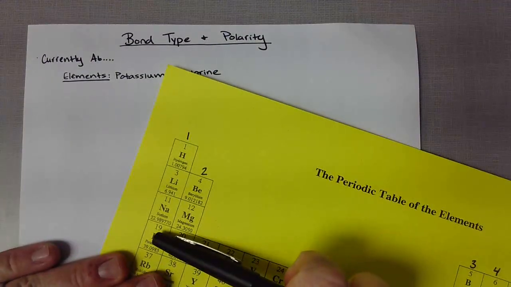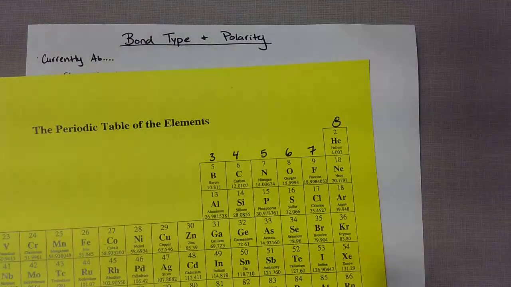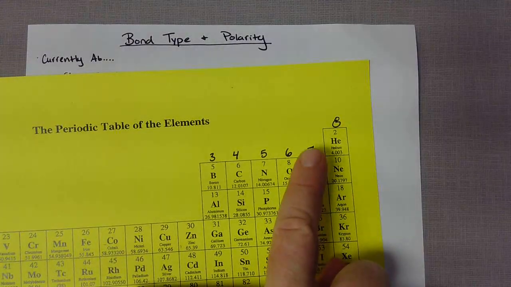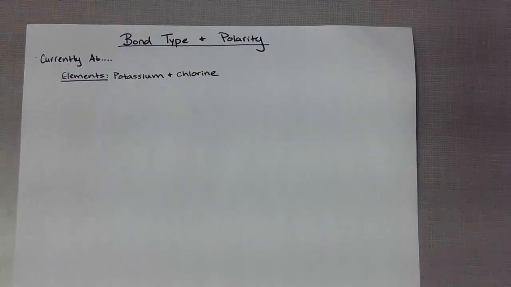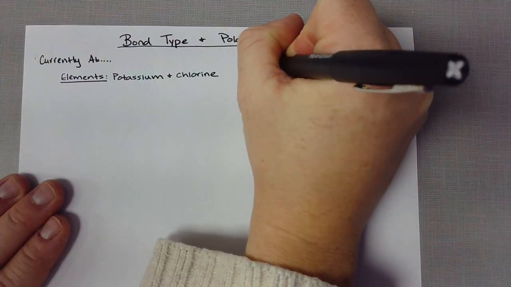So, potassium, column one, valence electron, one dot. Chlorine, column seven, valence electrons, seven dots. We've been able to do that for a while.